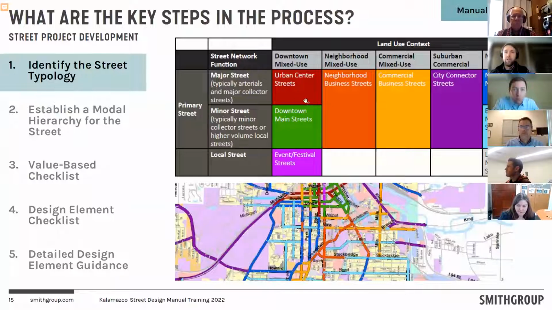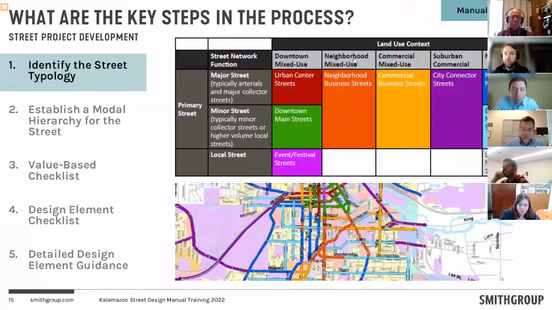be considered. We took those as a group and pushed and pulled on them, added a couple here and there, and did a very exhaustive dive through the whole city to assign those street typologies out. So you can see those 9 different typologies here. Urban center streets are your major downtown streets, like Michigan Ave. Other downtown streets, event and festival streets, like Kalamazoo Mall, where you might have more of a curbless design or something that's designed more to be used as an event space at times.